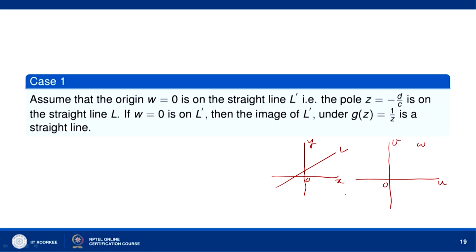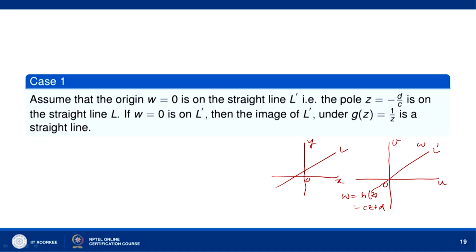under the mapping W = h(z), where h(z) = cz + d. So, the line L' may or may not pass through the origin W = 0. Let us consider the case when it passes through the origin. This is your L'. So, assume that the origin W = 0 is on the straight line L'. This means that W = 0 lies here.